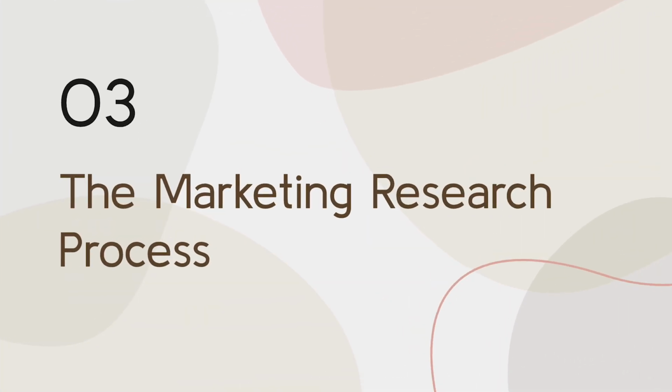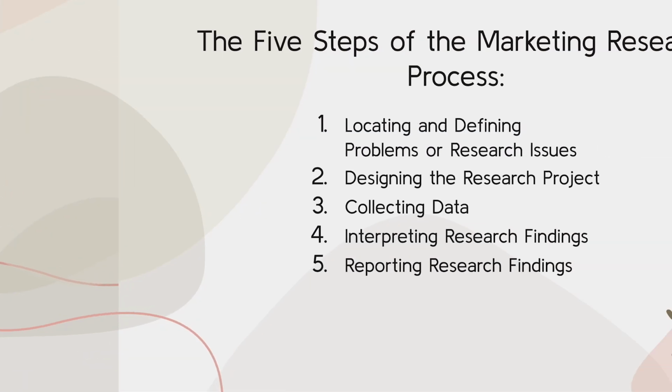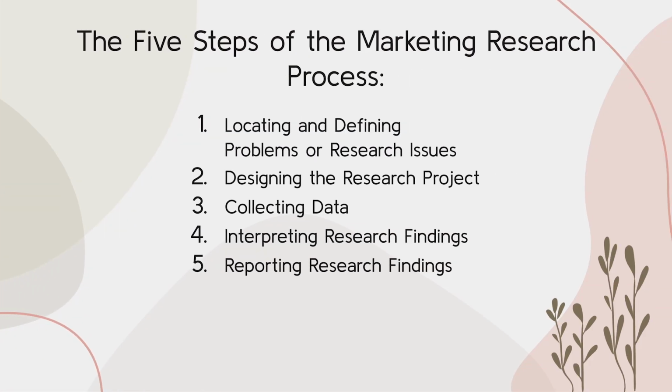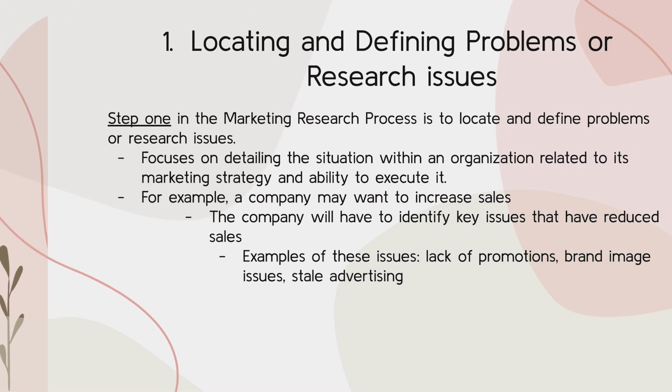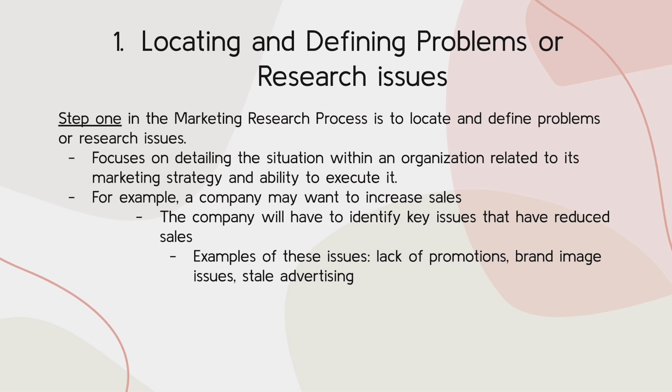Next, we have the marketing research process. Here are the 5 steps of the marketing research process. Step 1 is locating and defining problems or research issues. Step 2, designing the research project. Step 3 is collecting data. Step 4 is interpreting research findings. And finally, we have Step 5, reporting research findings. Now we will go into some details about each of the 5 steps.